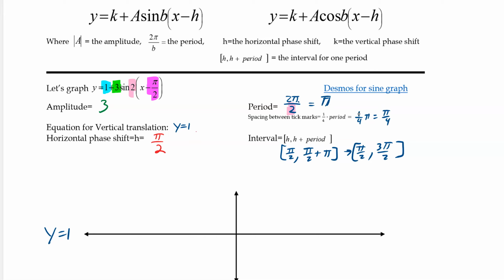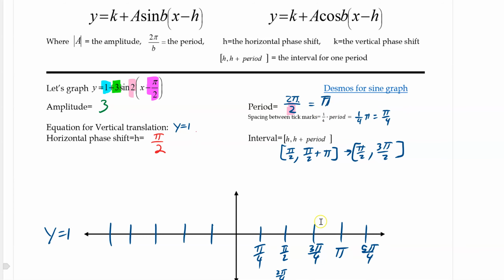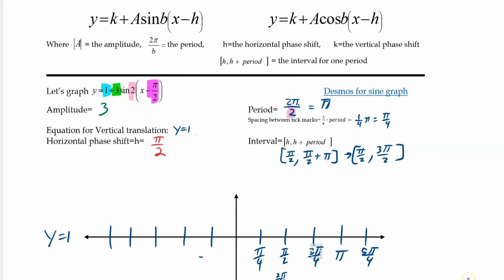So you just make some marks on here. 1, 2, 3, 4, 5. We go the other way as well. 1, 2, 3, 4, 5. And we know that that's pi over 4. And then you just have to count. So it would be 2 pi over 4, which is pi over 2. 3 pi over 4, and then 4 pi over 4, which is pi, and then 5 pi over 4. But once you have taken your period, cut it into 4 parts, you now know where your little tick marks would be. And then this side is just negative pi over 4.